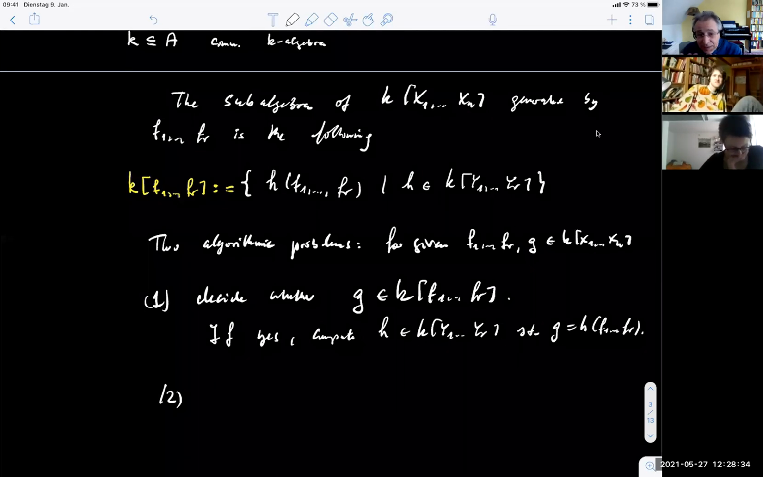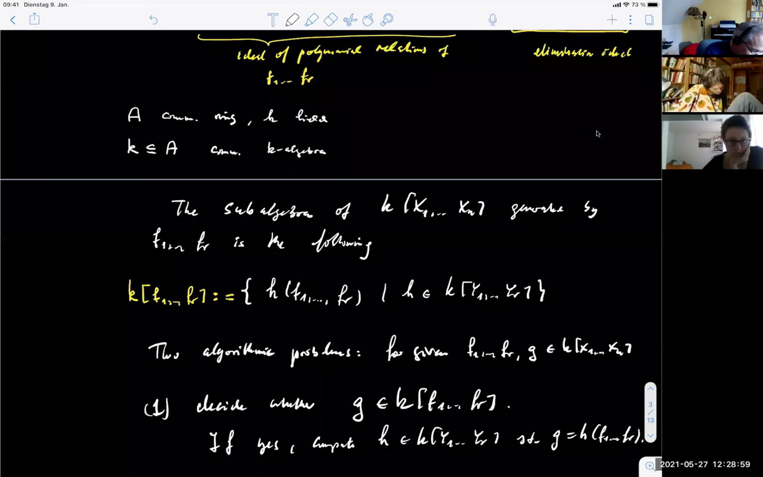It's like, again going back to the vector space analogy, if the f1 up to fr are linear polynomials, there may be linear relations. And we maybe want to find out what is the set of all linear relations. The set of linear relations will be a vector space. Here, it's more complicated.